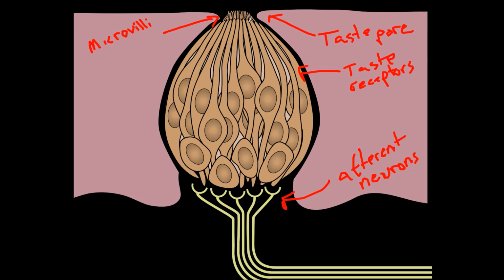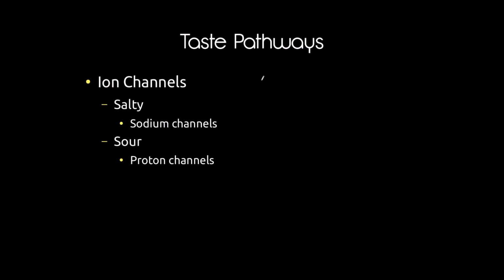One interesting thing here is that taste receptors are really just modified epithelial cells that have a few special receptors on them and a few other things to be active. So let's talk a little bit about the specific taste pathways here. There are 5 known modes of taste: salty, sour, sweet, bitter, and umami, and those are the ones we're going to be talking about.